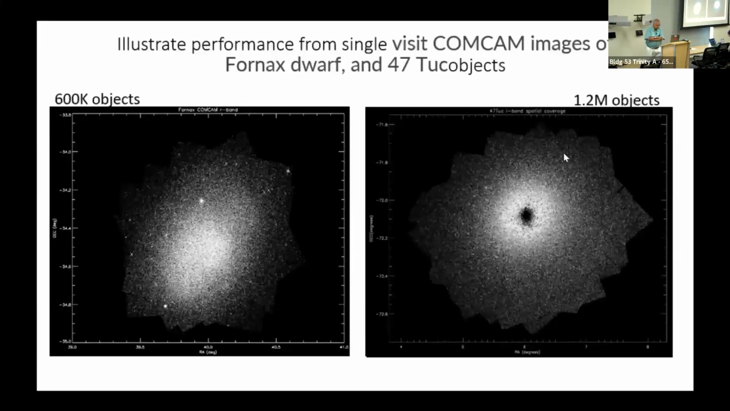So the two DP1 fields that had crowded field examples were the Fornax dwarf galaxy, which is on the left, and on the right, the globular cluster 47 Tuc, which has enough saturated stars in its middle that some of those images were not really made public. Okay, so we found one I-band image in 47 Tuc that covered the central area, and we'll talk about that as we go.